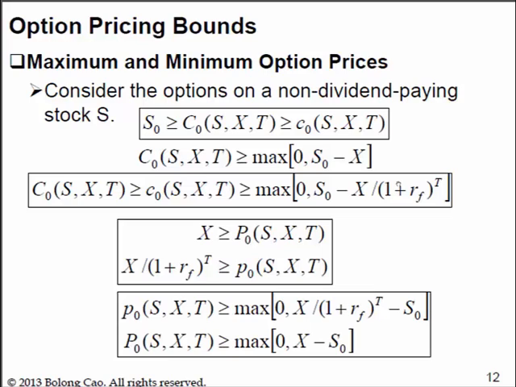So we can actually conclude that American call option should be no less than the European call option, which has a lower bound of either zero or spot price minus the discounted strike. So that's actually our previous conclusion for the lower bound.